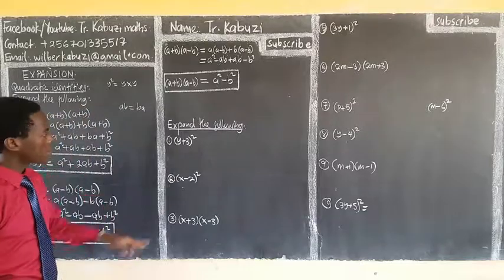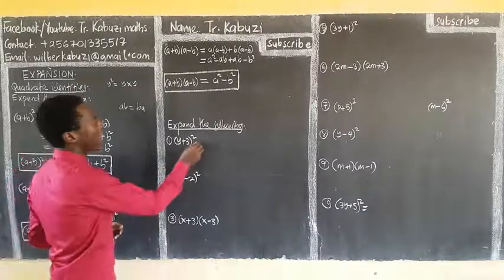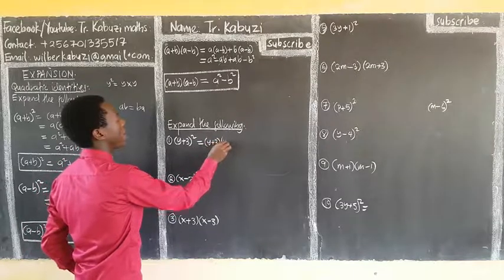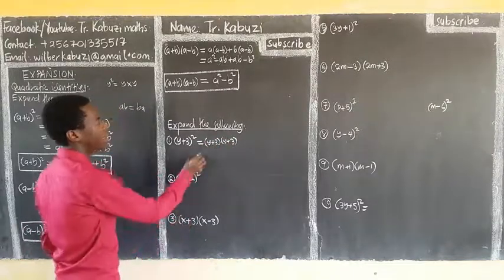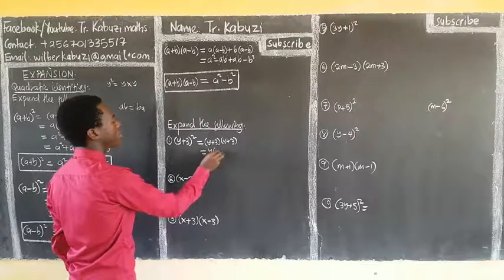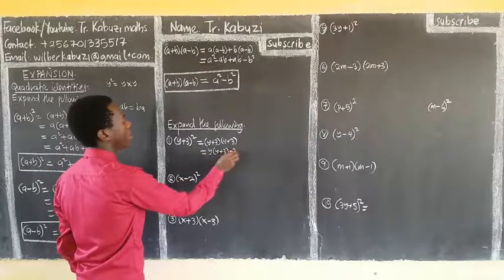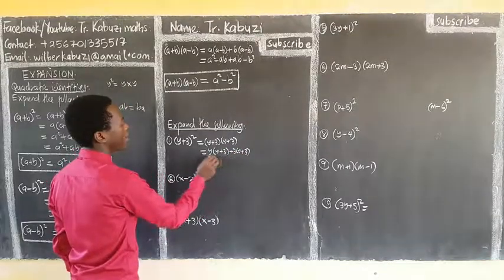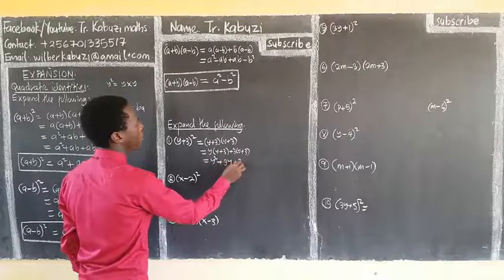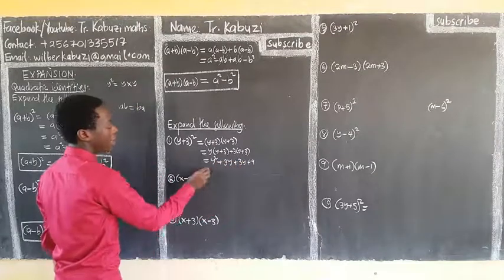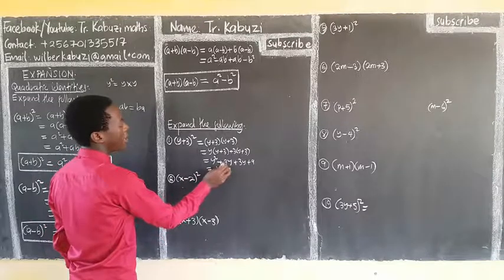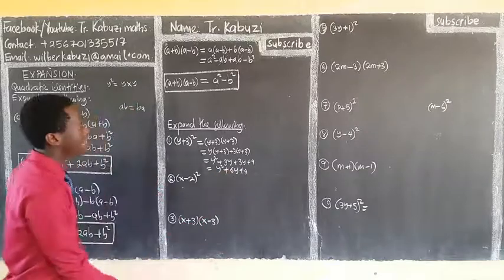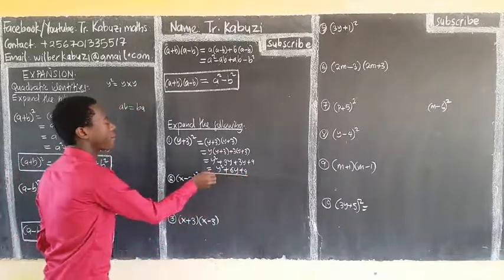Now, if I come to this number, you can handle it in this way of saying y plus 3 times y plus 3. Then you can expand this as y into y plus 3, then plus 3 into y plus 3. Here you get y squared plus 3y plus 3y plus 9, which will give you y squared plus 6y, then plus 9. And this one is a longer method.